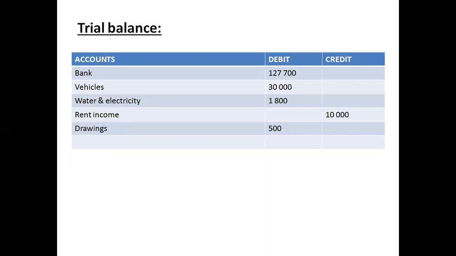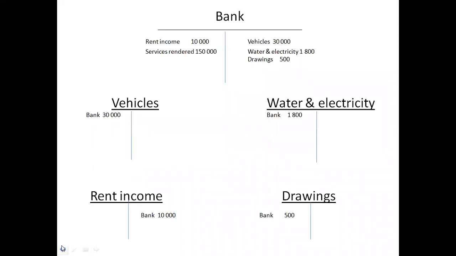So again, you will see there are 3 columns for the format of the trial balance. The first column is where you're going to write all the names of the accounts in, and then there are the 2 amount columns, debit and credit. Let's take the first one, bank. Bank, you see there is an entry on the debit side of 127,700. Now let me go back so you can see where it is coming from.